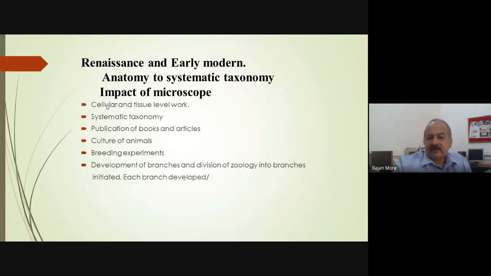Then we come to the Renaissance and early modern era, where there was a tremendous boost in zoology, and in biology as a whole, because of the development and discovery of the microscope. In this era, individuals started working on the organs, then cut them down into tissues, and then reached the cellular level. Simultaneously, the classification of animals and plants began, and a systematic taxonomy was started. By this time, printing presses were developed and paper was invented, and there was a lot of documentation by different individuals regarding zoology and biology as a whole, with many publications of books and articles.